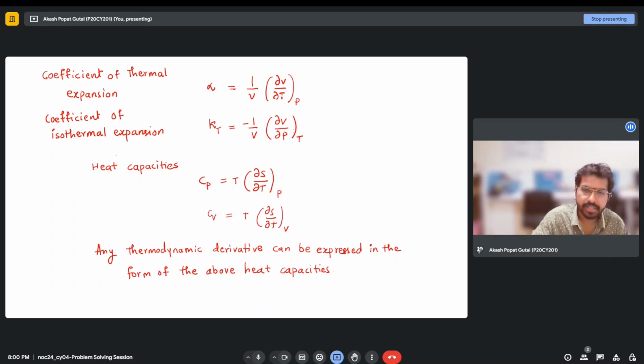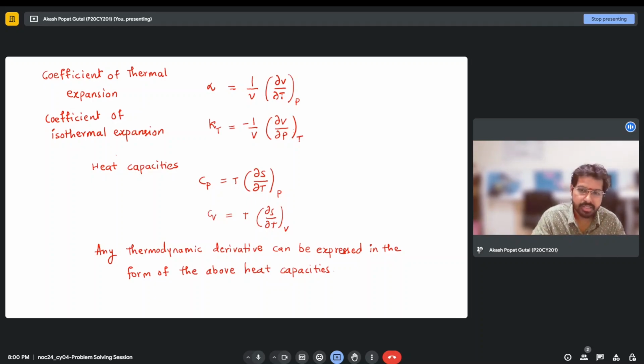So why we define this is, any derivative form that we have seen before can be expressed in the combination of alpha, kappa T, and Cp and Cv. And we know that these quantities are measurable. We can do the experiments and we can measure them.